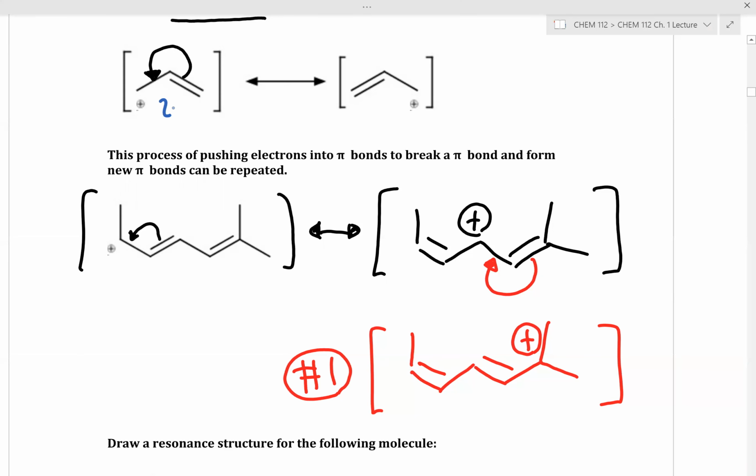So 1, 1, 2, 3, 1, 2, 3. Do you notice how the double bond has shifted from between carbons 2 and 3 to now between carbons 1 and 2? So our actual distribution of electron density in terms of where the double bond is located has changed. Does that make sense? Perfect.